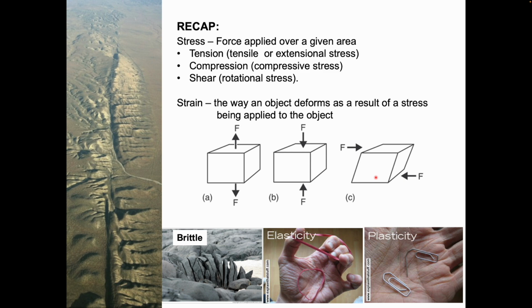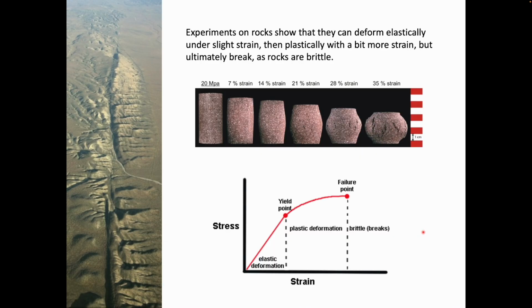And there's 3 main kinds of strain: brittle, elastic, and plastic. And we'll come back to these. In laboratory experiments on rocks, we can see that they deform elastically under slight strain, then plastically with a little bit more strain, but ultimately they will break because rocks are brittle objects.